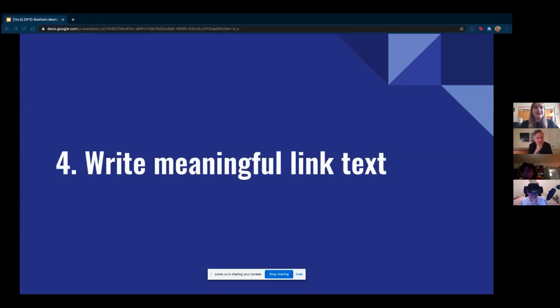Links might take a user to another part of the product, another document, or a different site altogether. And it's important to provide unique and meaningful labels for link text so that users and screen readers can confidently take action.